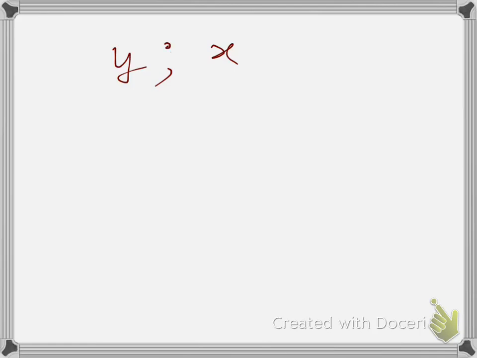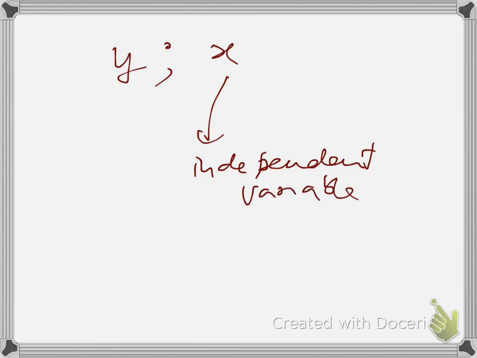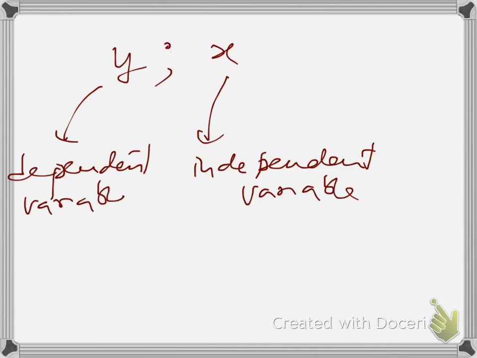So generally when you come to the mathematical perspective, x will be the independent variable. Generally that's how it is taken. X is the independent variable. Y will be the dependent variable. Y depends on x. Suppose you have y equal to x square, some equation.